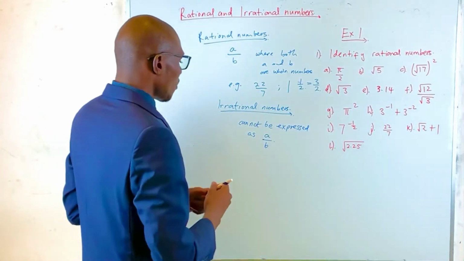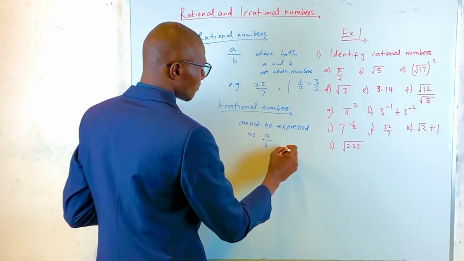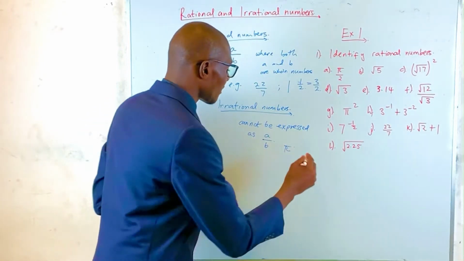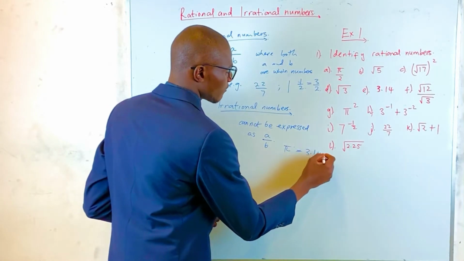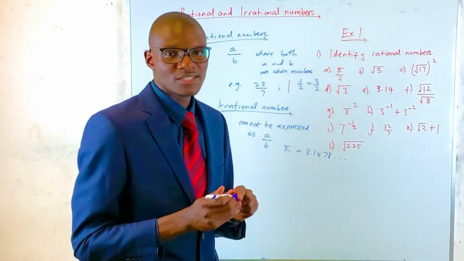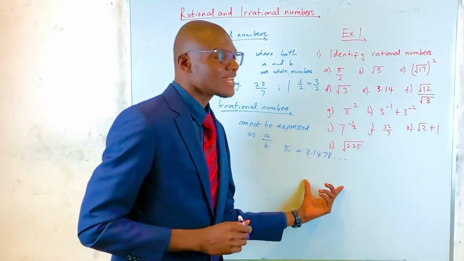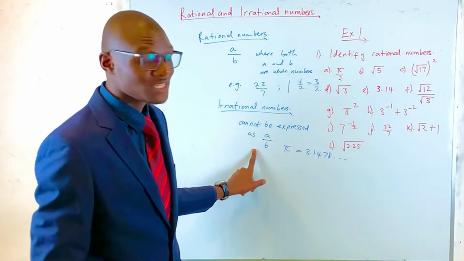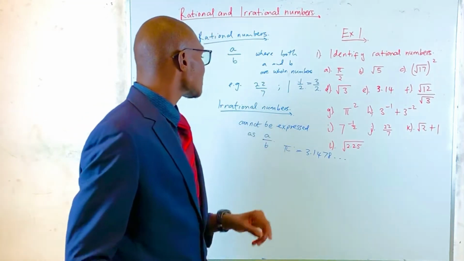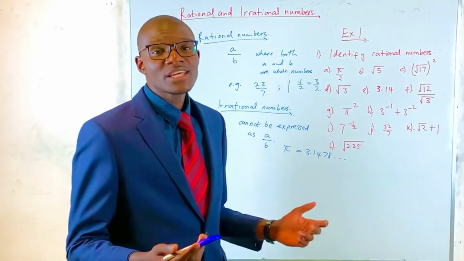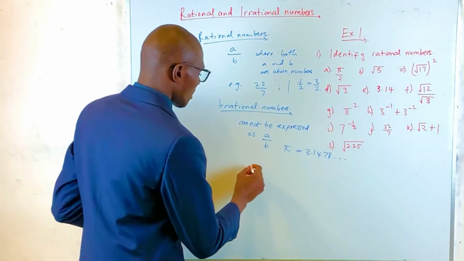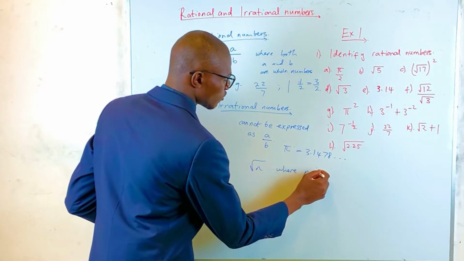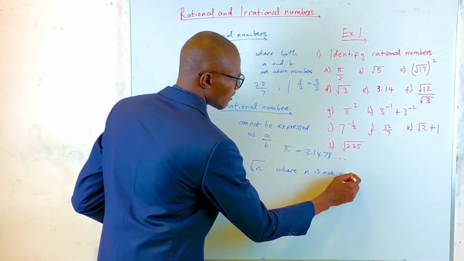For example, we can have pi. If you punch it in your calculator, you see that pi is 3.1478 continuing like that. So this won't give us an exact answer, which implies that this cannot be expressed as a fraction. So pi is an irrational number, and other irrational numbers that we can have are the square root of n, where n is not a square number.